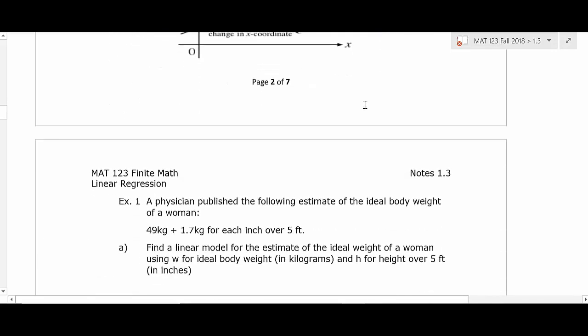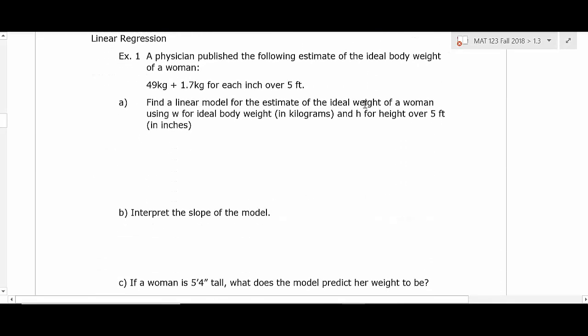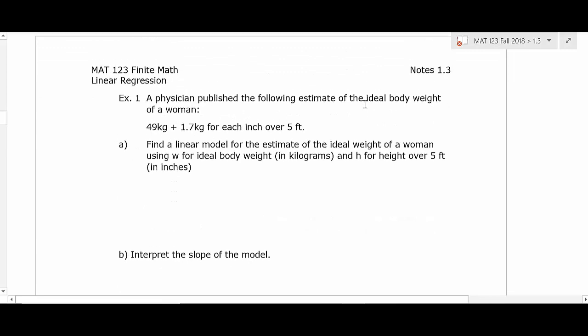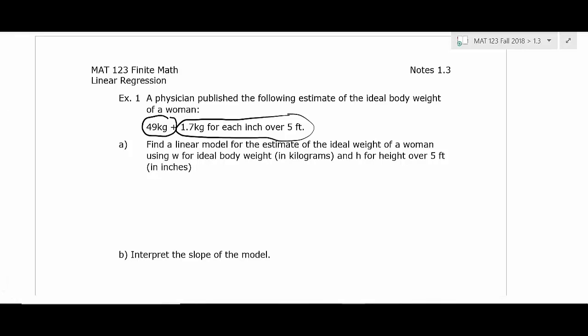Okay, so let's go to page 3, and then we'll start putting together some applications here. All right, so here's the situation. It says a physician published the following estimate of ideal body weight for a woman. What they're saying is 49 kilograms, just flat out, and then if you're over 5 foot tall, it should be 1.7 kilograms for each inch over 5 foot. This is a linear relationship, so the idea is the taller you are, the more you weigh by a certain amount.